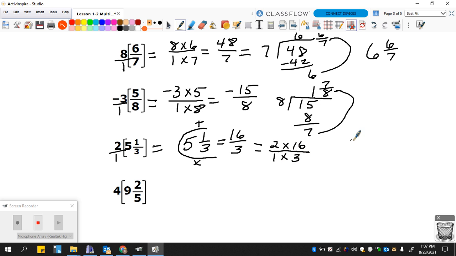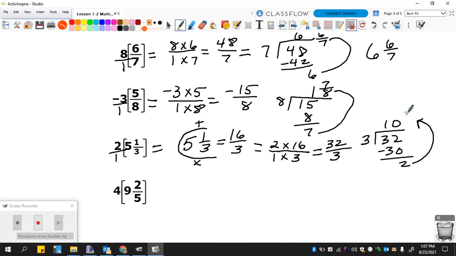All right, you see how I did that? 2 times 16 is 32 over 3. If I do the long division, 3 goes into 32 10 times. 10 times 3 is 30. Subtract it, we have 2 left over. Bring it up, and so it's 10 and 2/3. And we know that 2/3 is already in simplest form.